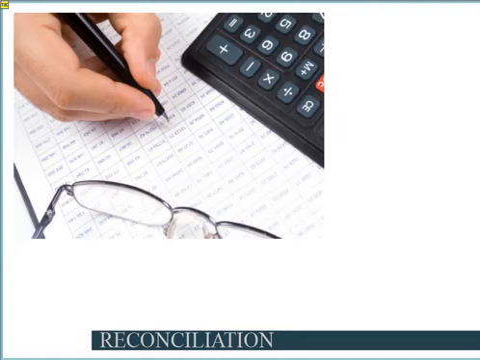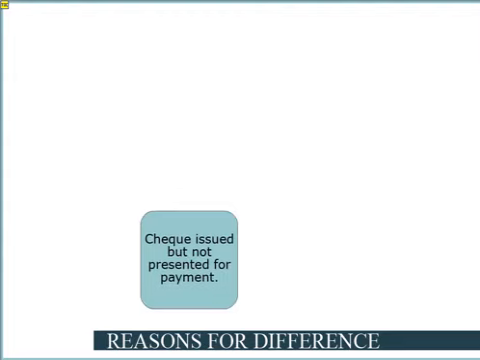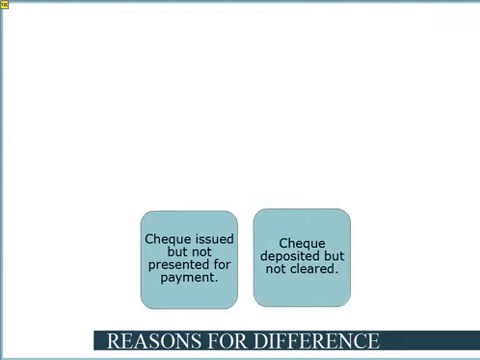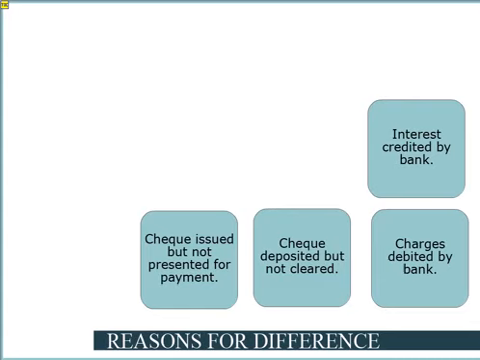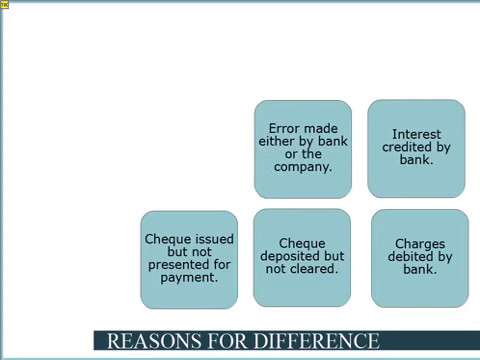It is necessary that the company bank balance and book balance should match, but there might be a difference between these two. The reasons for the difference may be checks issued but not presented for payment, checks deposited but not cleared, charges debited by the bank, interest credited by the bank, or errors made either by the bank or the company.